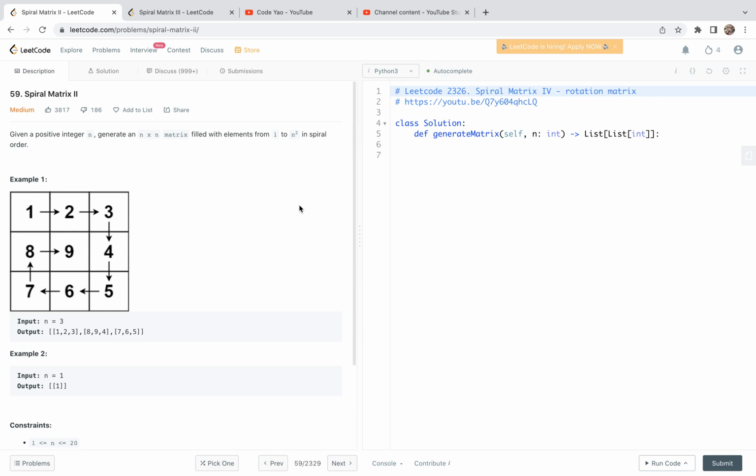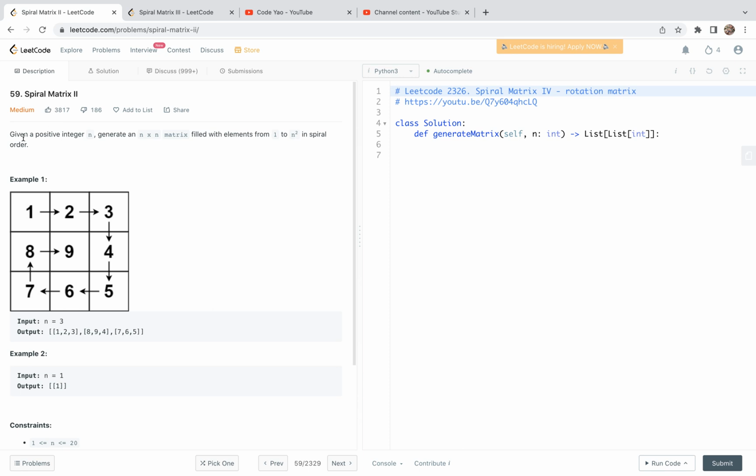So let's have a look at problem 59 together, Spiral Matrix 2. We saw that there are 4 such problems in LeetCode. So we're going to share the solutions for all these 4 problems using the rotation matrix method. Here, let's look at this problem, Spiral Matrix 2.